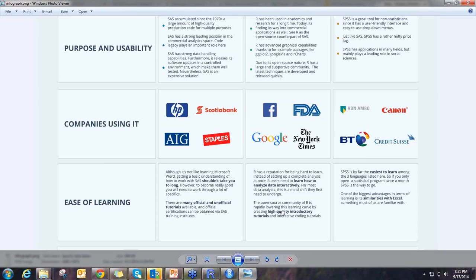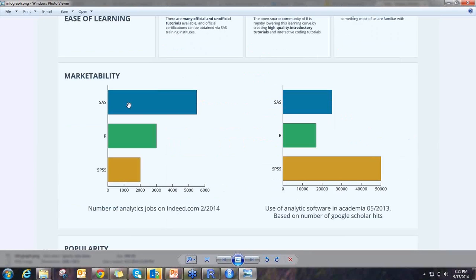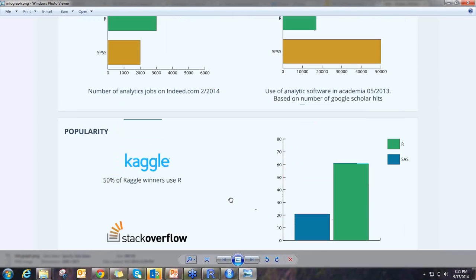Okay. Now this is a comparison of marketability. SAS, as far as it goes, is the most marketable product, yes. But R has come to number 2 position compared to SPSS right now. Right. So R has already overtaken SPSS, and very soon it will overtake SAS also in terms of marketability.